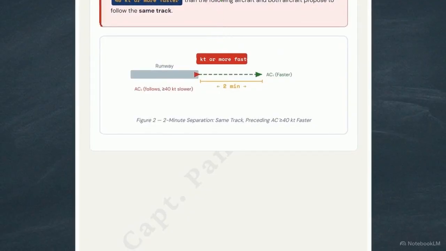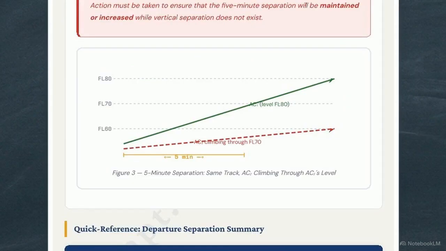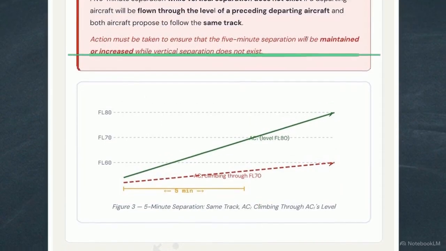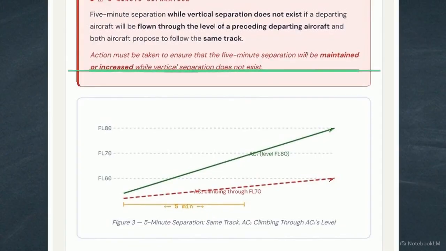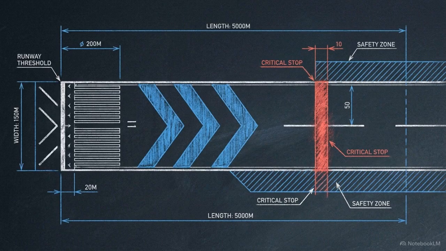This profile view details Rule 3. A 5-minute separation is mandatory when a following aircraft climbs through a preceding aircraft's level on the same track. ATC must ensure this 5-minute gap is maintained or increased, while vertical separation does not exist. Misidentifying a track divergence angle or a speed differential compromises the integrity of the terminal airspace.